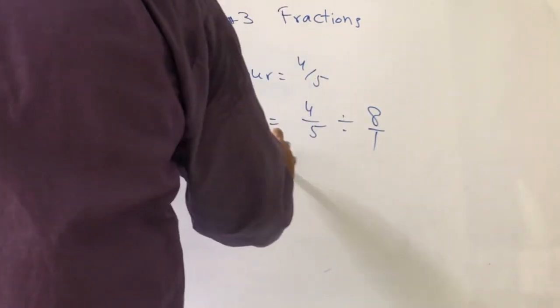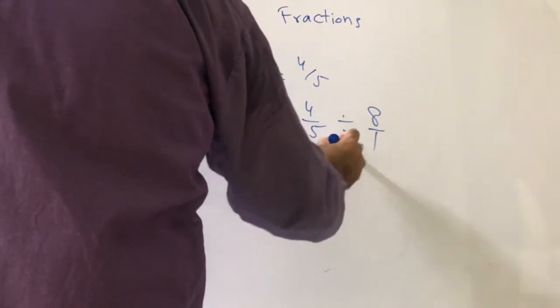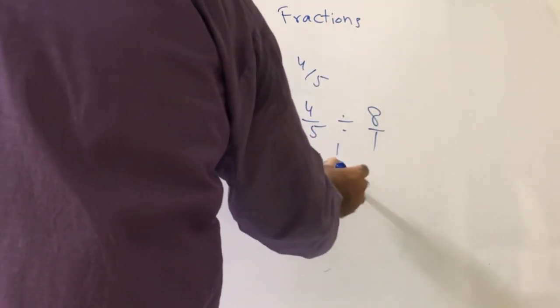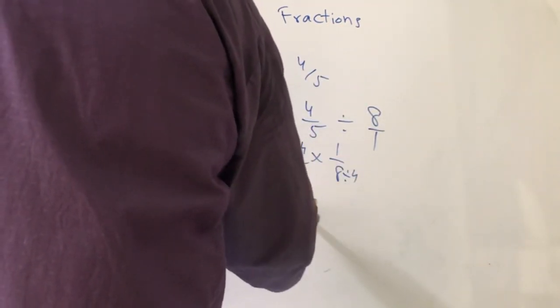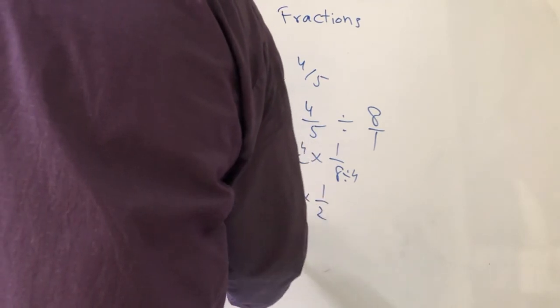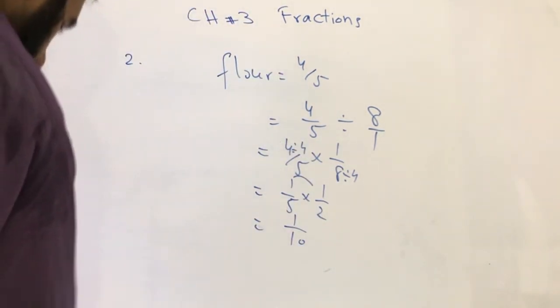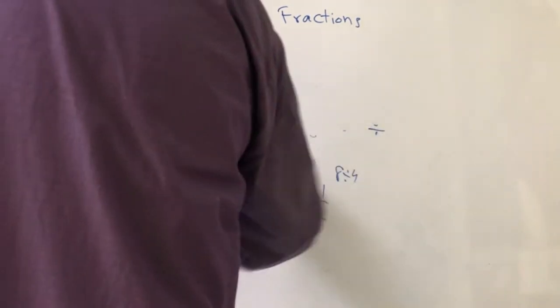We can do like this. Then 4 over 5 multiplied by 1 over 8 reverse. Okay, divide this by 4, divide this by 4. We get 1 over 5 into 1 over 2. Then 1 multiplied by 1 is 1, 5 to 2 is 10. 1 over 10 is the answer for this number 2 on page number 38.